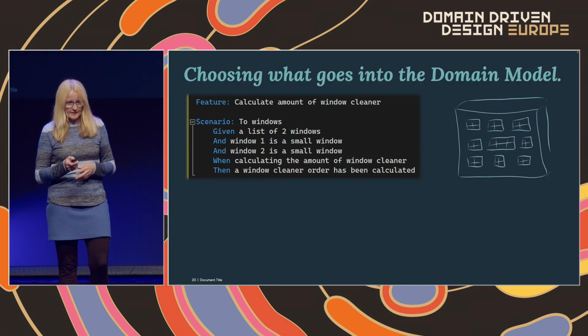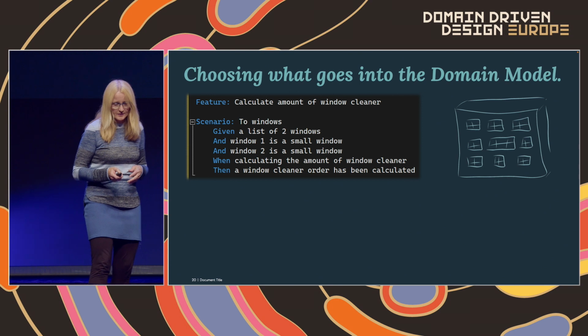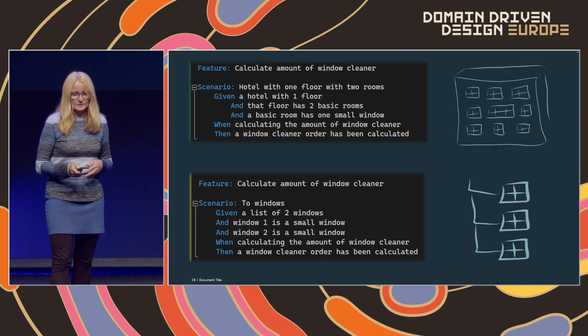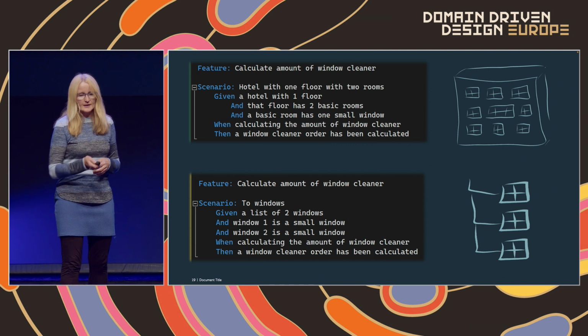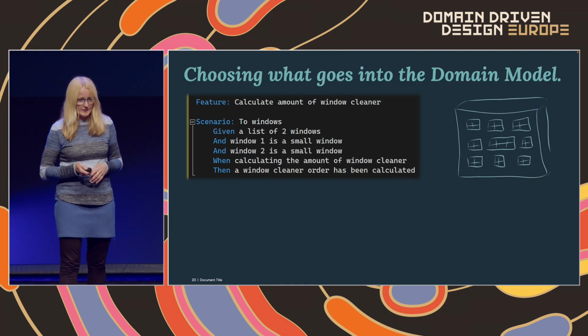Yeah, and here I have a problem with my slide. I see I have an old version. So the one that should be up there is the calculated amount for the real one and not the list of the windows. Sorry for that.